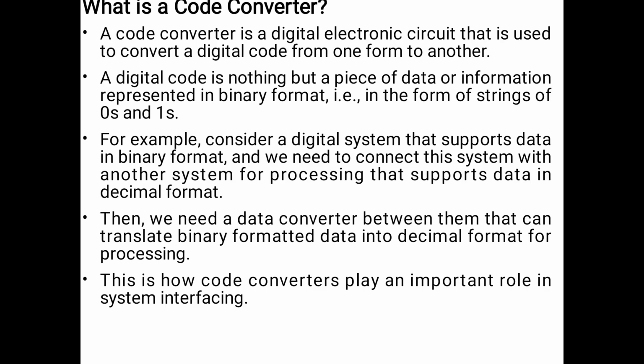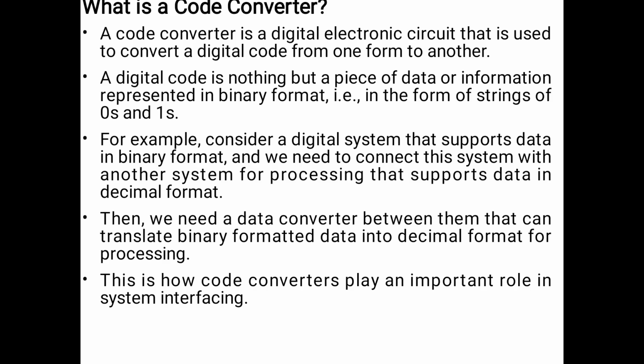What is a code converter? A code converter is a digital electronic circuit that is used to convert a digital code from one form to another. A digital code is nothing but a piece of data or information that is generally represented in binary format, that is in the form of strings of ones and zeros.